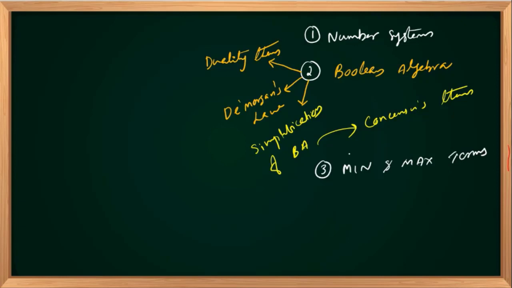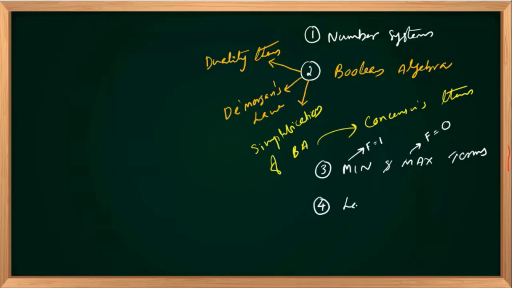Min terms will specify the condition for function f equal to 1. Similarly, the max terms indicate the condition corresponding to that function f equal to 0. Min and max terms, and simplification using min and max terms. How to identify the min terms of a given function, how to identify the min terms of a given logic diagram. Right.